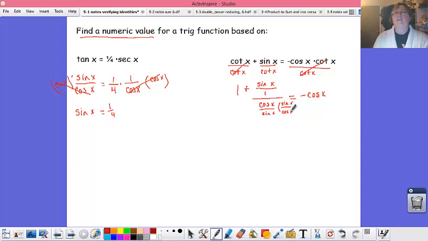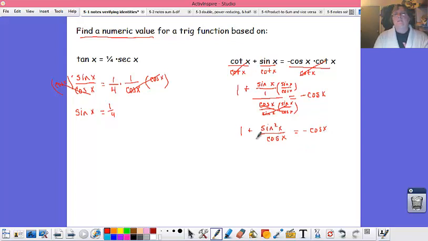I have to really be careful. I forget my x's all the time. Sine over cosine. And let's see what shakes out of that. 1 plus, well, this is all gone. And we have a sine squared over cosine equals the negative cosine of x.